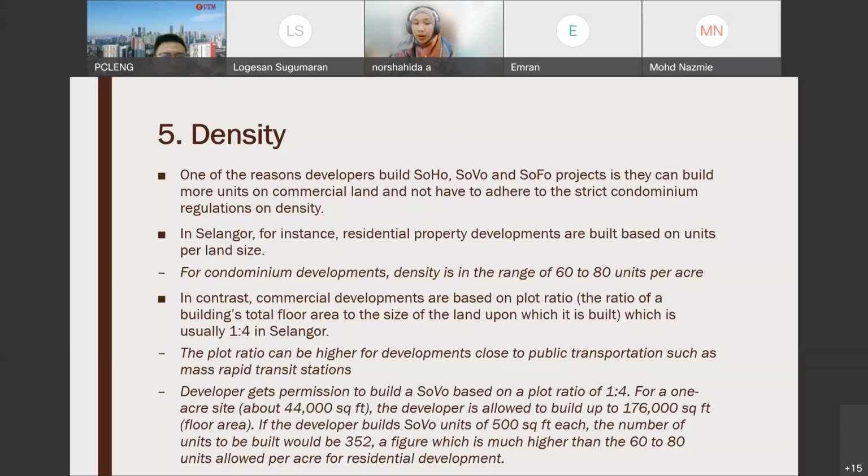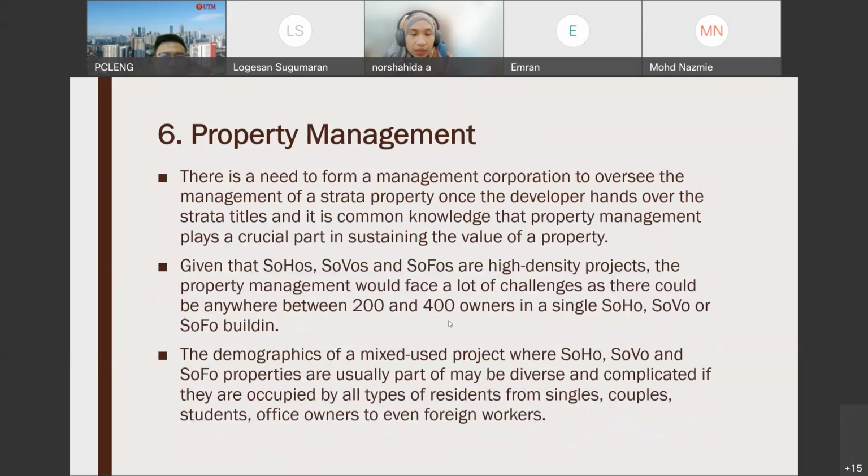So dekat sini lah kita nampak dia punya perbezaan dan kenapa developer suka sangat SOHO dan SOHO ni. Sebab dia boleh jual lebih banyak, dapat return lebih baik dan sebagainya lah. Okay. In terms of this property management, there is a need to form a management corporation ataupun MC to oversee the management of a strata property once the developer hands over the strata title, and it is common knowledge that property management plays a crucial part in sustaining the value of a property.